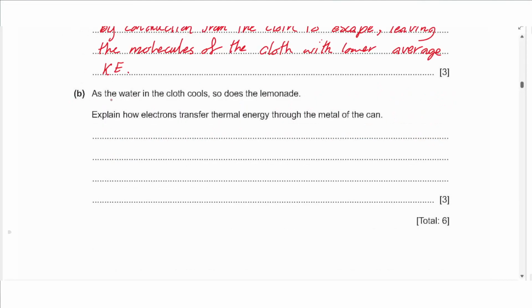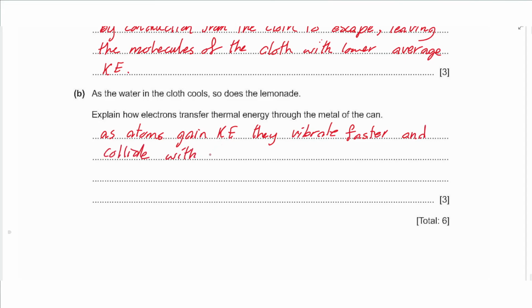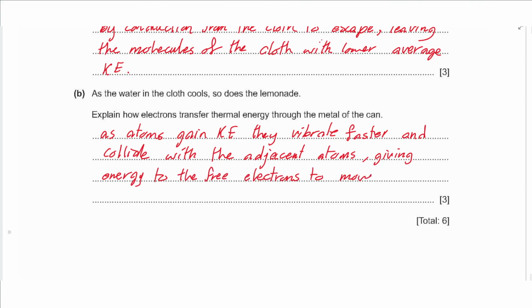Part B says, as the water in the cloth cools, so does the lemonade. Explain how electrons transfer thermal energy through the metal of the can. So we can say that as atoms or molecules gain kinetic energy, they vibrate faster and collide with the adjacent atoms, giving energy to the free electrons to move from atom to atom.